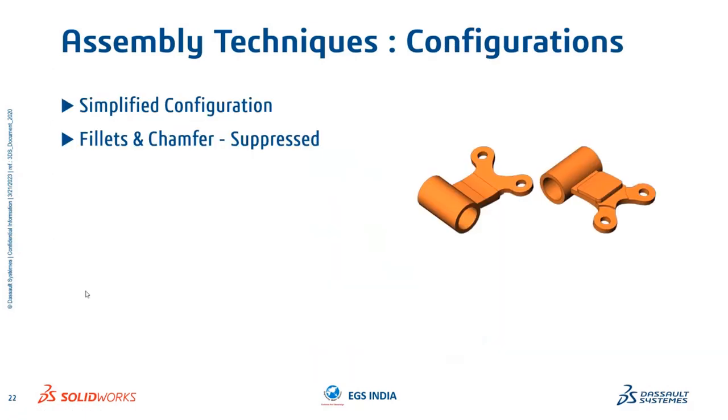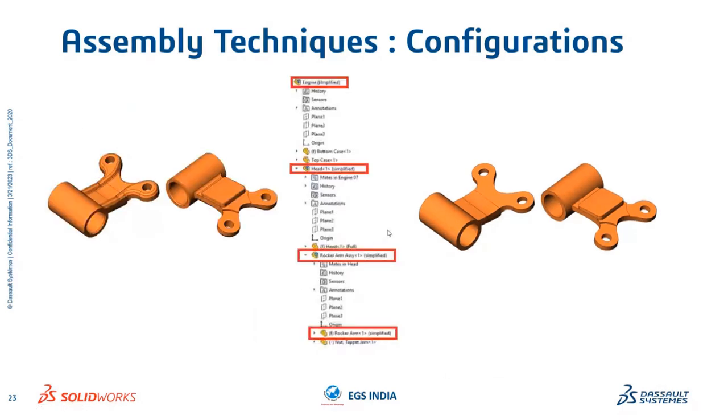And next, configurations. We'll create simplified configurations by suppressing the fillets and chamfers. In this kind of scenario, I'm taking these simple components, but in your scenario, you can have any of the large files or step files, and you can simplify them in this assembly technique. So I'm using configuration for that particular rocker arm part. In this part, I'm taking as an example. On the left hand side, you can see that the particular rocker arm part has the fillets and chamfers. So I have created the simplified configuration by suppressing those fillets and chamfers and added them into the sub assemblies, and those sub assemblies to the main assembly. Everything is a simplified configuration. So in your case, you can simplify any of your imported files and use them for better performance.